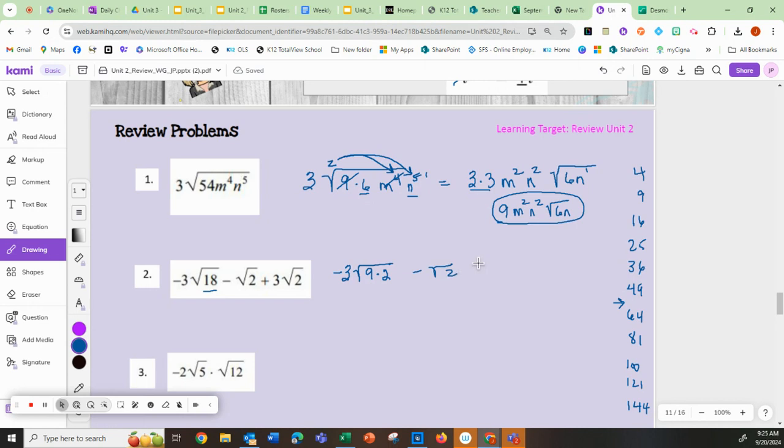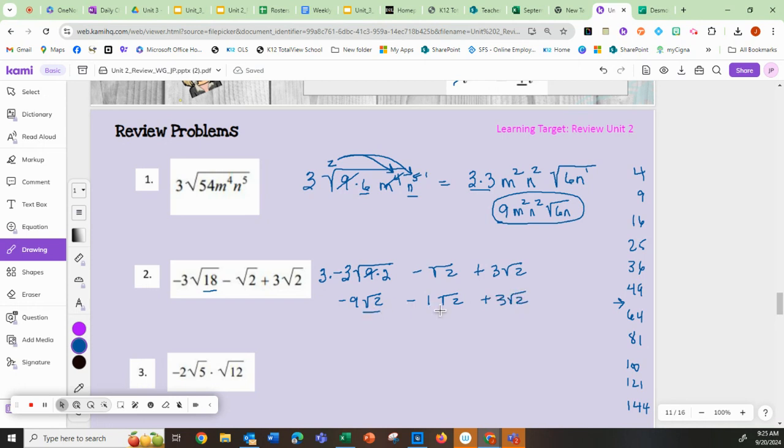I'm going to bring down everything else because it's already simplified. The square root of 9 is 3, so 3 is going to come out. There's already a number on the outside. Those outside numbers always get multiplied together, and then I'm left with 9 square root of 2 minus an understood 1 square root of 2 plus 3 square root of 2.